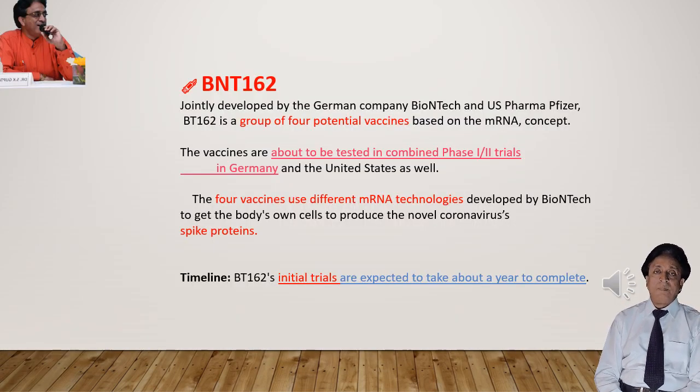BNT162 is the fifth candidate, which is a frontline runner in the development of vaccines. It is being developed by BioNTech, a German company, and the US pharmaceutical giant Pfizer. And it is, in fact, a group of four potential vaccines which are using four different techniques to develop the messenger RNA concept, and it is being tested in Germany as well as in the United States. Initial trial results are expected in about a year.